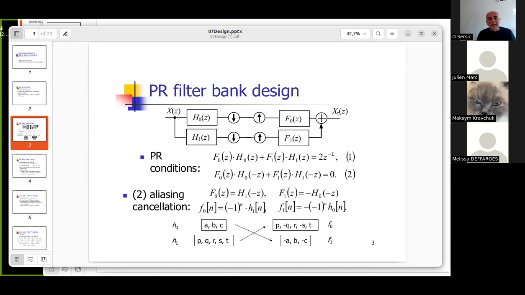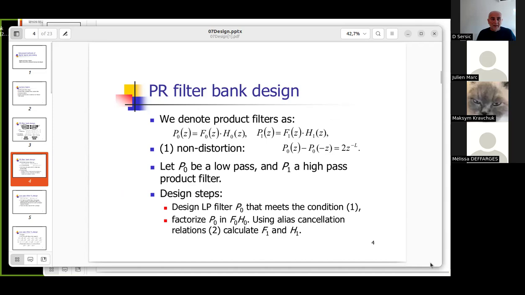Before going to the next slide, notice that in equation 1 we have products of the 2 filters, and again a product of the 2 filters, the product of the filters in the upper and in the lower branch. So we are introducing something that is called product filters. We just denote the product filters: P0 equals F0 times H0, and P1 is something very similar. So if we now write down the non-distortion condition, it is pretty short and compact, so it looks like this.